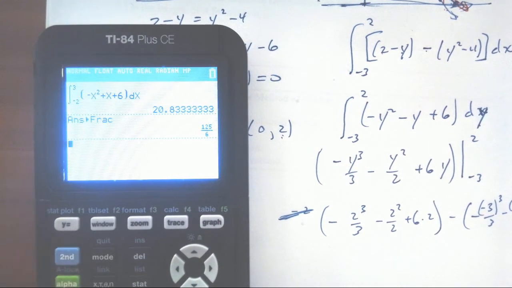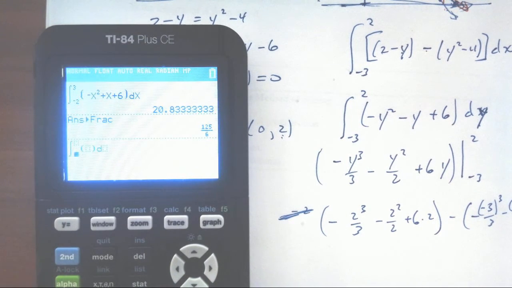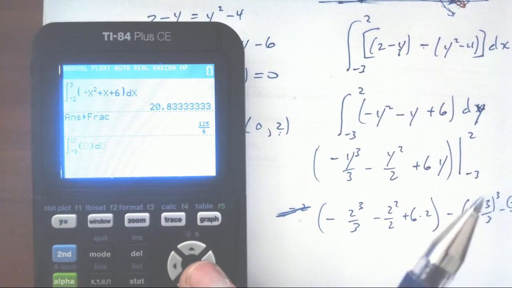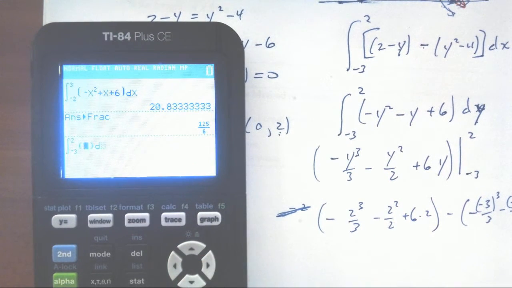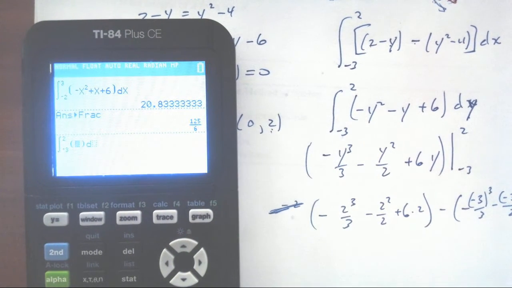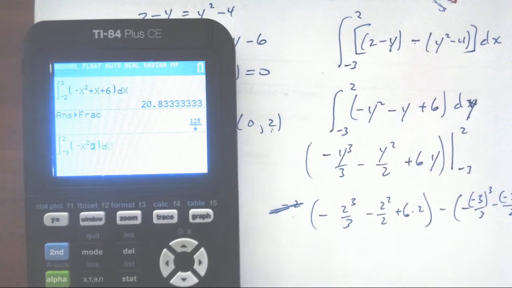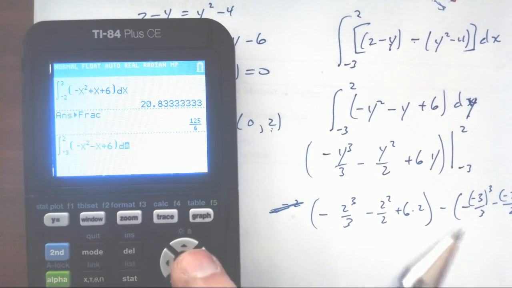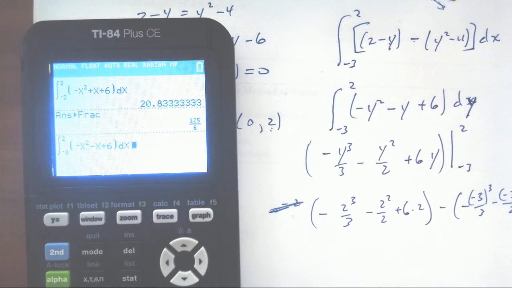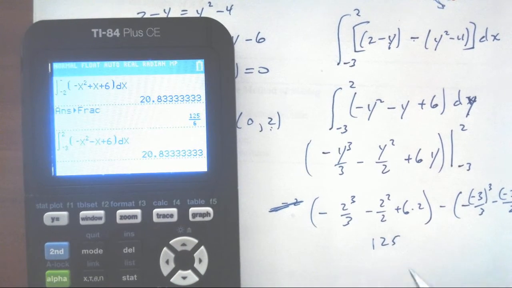Clear. So let's go math 9. We're going from negative 3 to 2. I can't tell my calculator to put y's in, but it doesn't matter. I'm smarter than my calculator, just not as quick. I get the opposite of x squared minus x plus 6, in this case dx, but we know we're really dy. And there we go, our same answer we just had, 125/6.